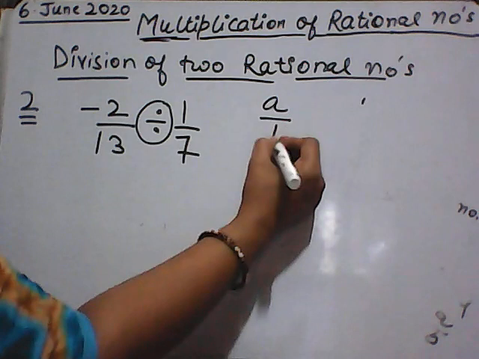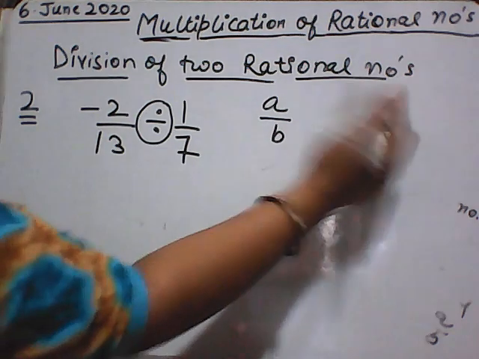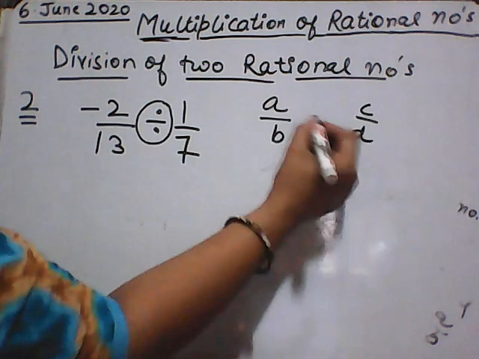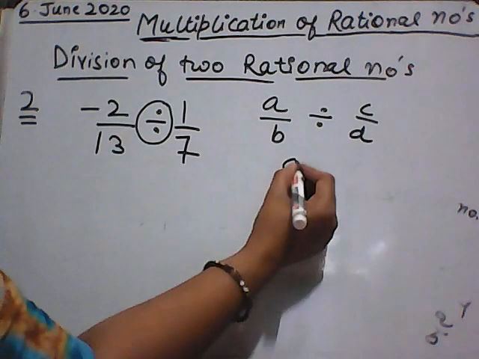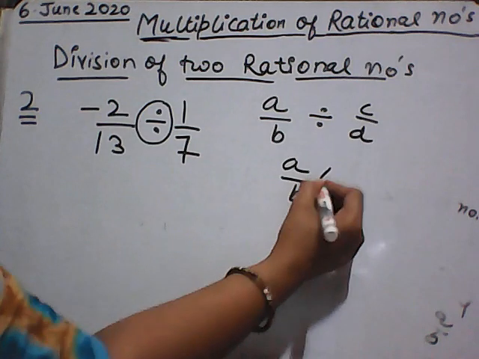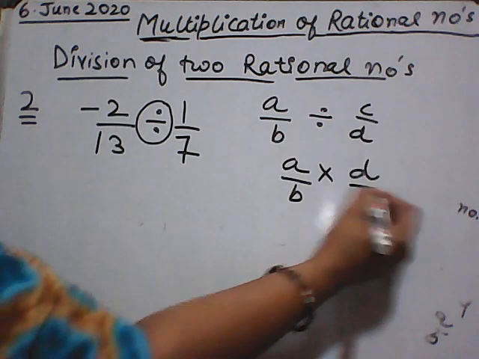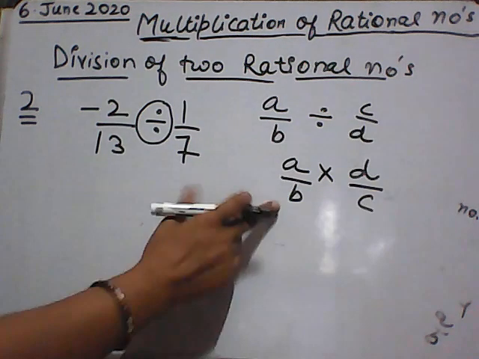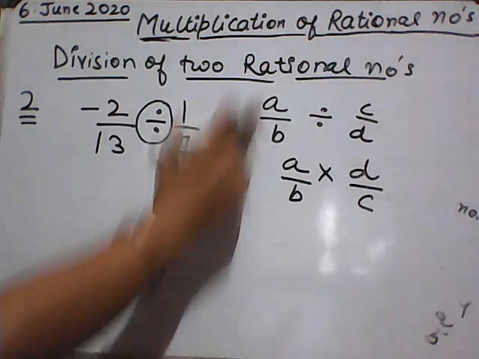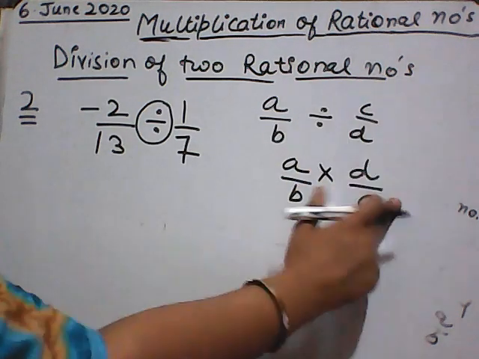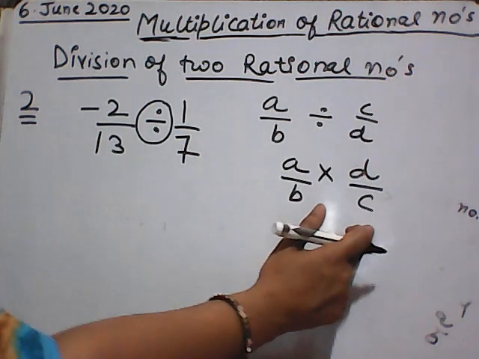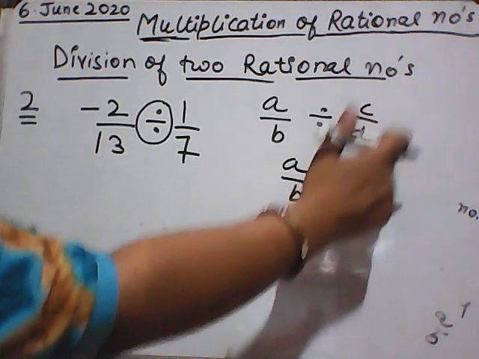Suppose we have two rational numbers a by b and c by d. You have to find the division of these two rational numbers. How can we find it? Product of the first rational number with the reciprocal of the second rational number, we can find the quotient. Multiplication of the first rational number and the reciprocal of the second rational number. Here d by c is the reciprocal of c by d.